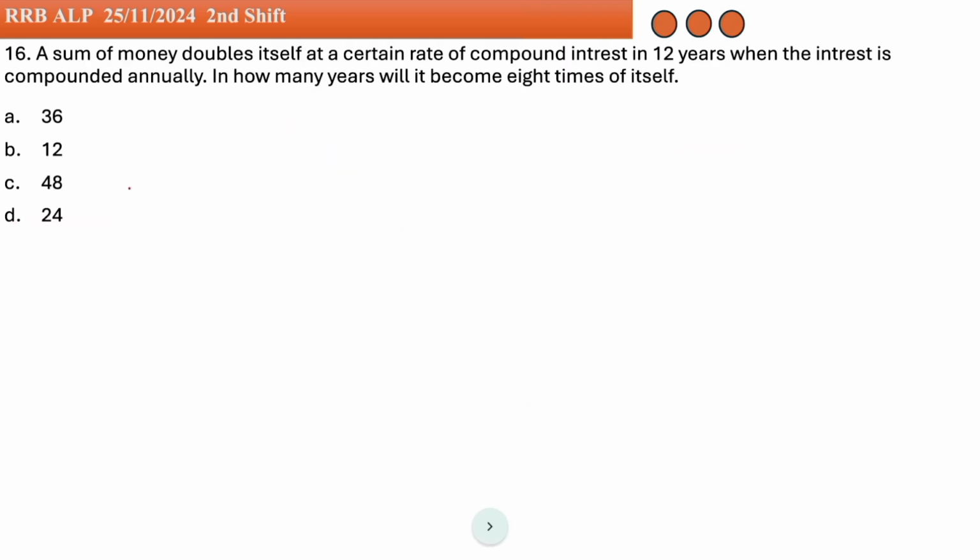Next question. A sum of money doubles itself at a certain rate of compound interest in 12 years. When the interest is compounded annually, in how many years will it become 8 times itself? So to double the amount, it takes 12 years. So to become 8 times, that is 2 cube, it takes 12 into 3, that is 36 years. So our option is A.